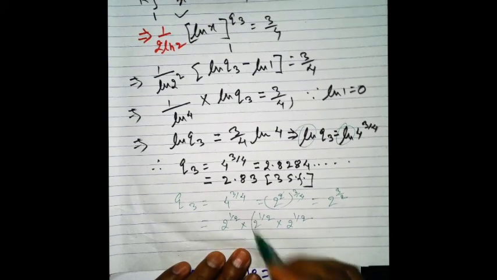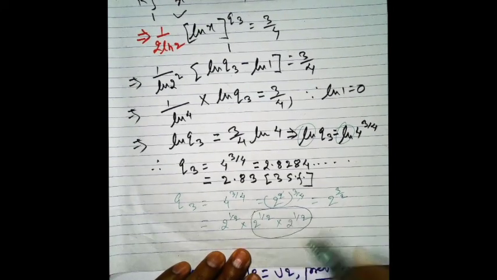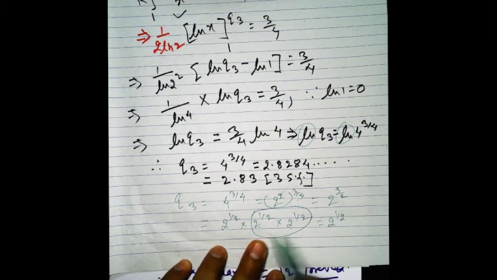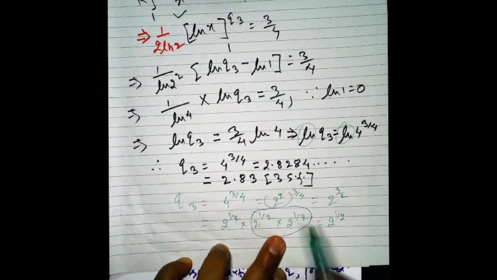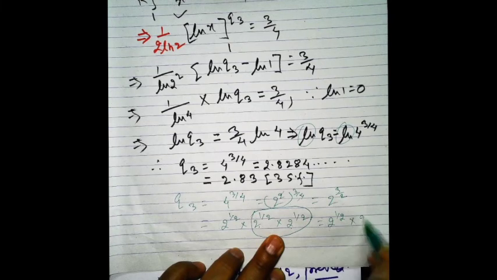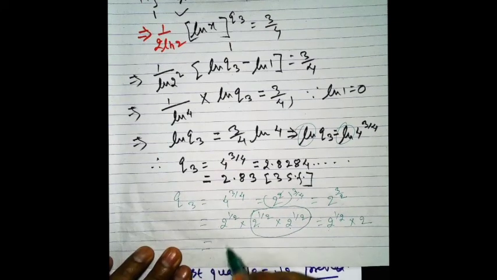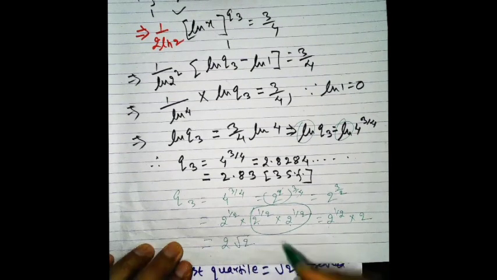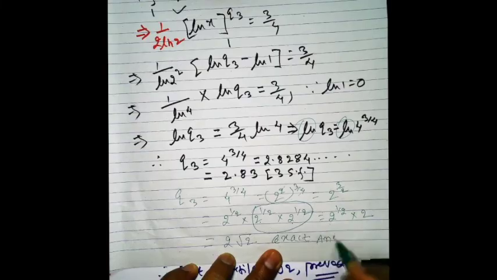So look at here, these are root, so this is 2 to the power 1 by 2, and if you consider these two together, then 1 by 2 plus 1 by 2 will be 1, so you're left with only 2. So your exact answer is 2 times root 2. In place of 2 to the power half, you can write under root 2. So this is the exact answer.